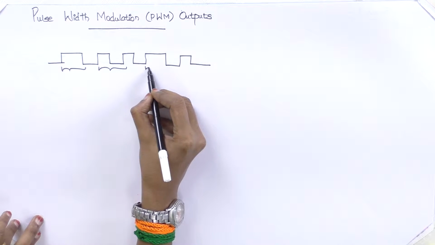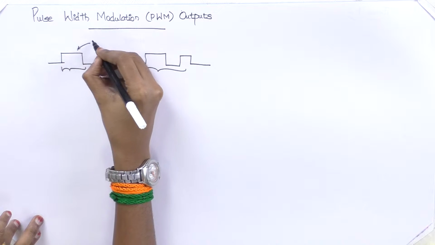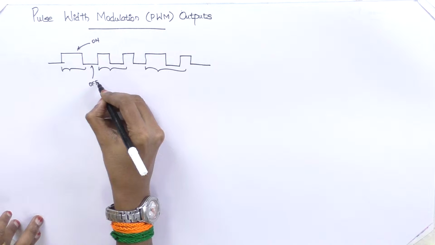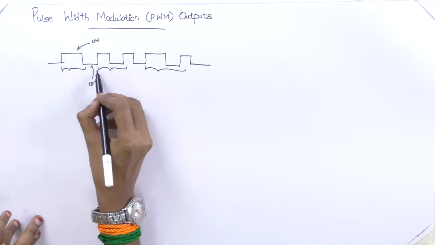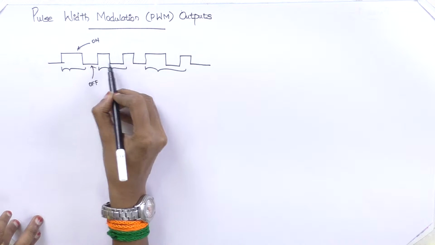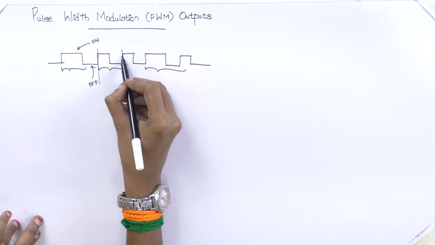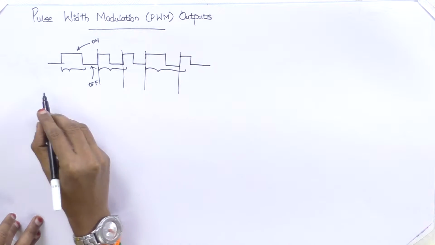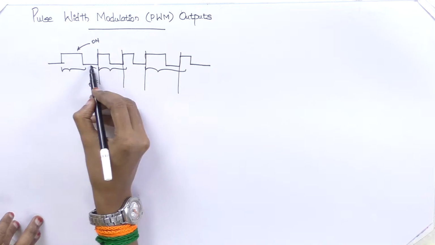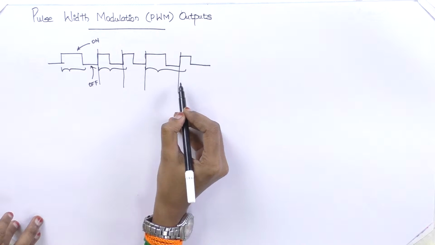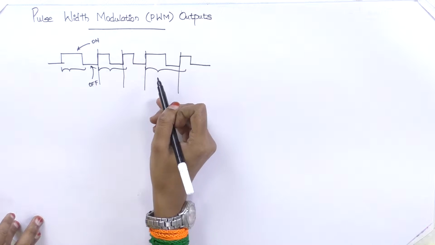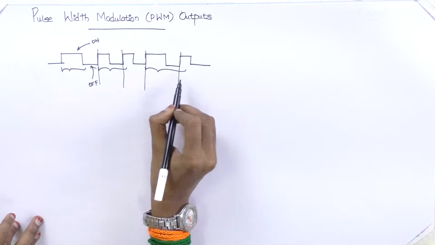See here, this is the on period and this is the off period. The total time period is not the same in every case. Here it is different, here it is different, here it is different, here it's also different. So here the pulse duration has been varied while it has been generated. Fine. So this is what our pulse width modulation output will be like.